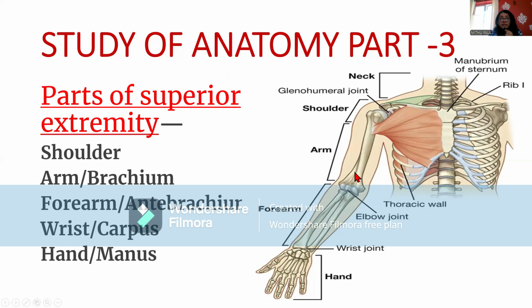In anatomy, we will say only the region of the superior extremity starting from the shoulder joint to the elbow joint to be the arm, not the whole of the superior extremity. Now, starting from the elbow joint onto the wrist joint is the forearm. "Fore" means before. It's coming before the arm, so it is the forearm.